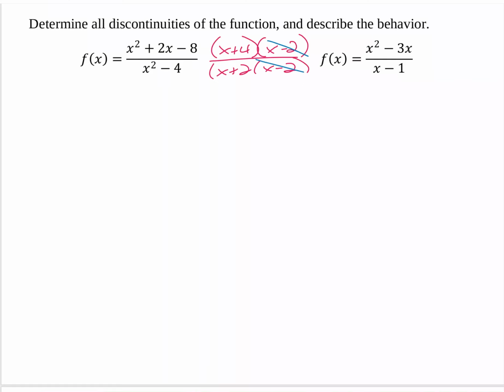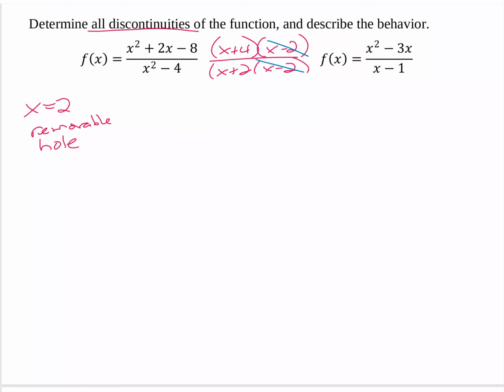So that's a hole. That is a discontinuity, and the directions were to determine all discontinuities. So at x equals 2, it's a removable hole. Okay, describe the behavior at that removable hole.